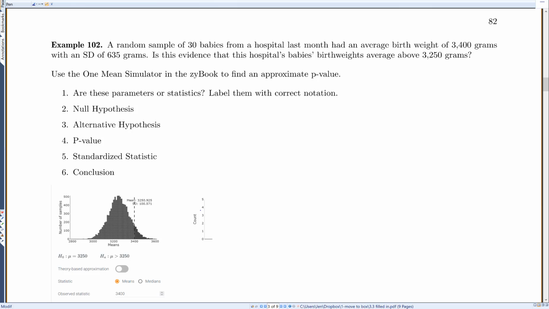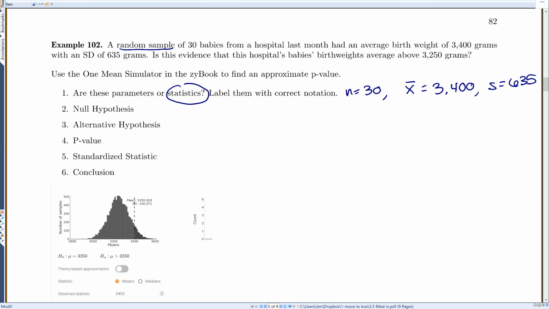But first, are these numbers parameters or statistics? So now these are for our sample because it's telling us we have a random sample. So they are statistics. So now I would say things like my sample size is 30, n equals 30. I could say my sample mean equals 3,400, and s, my sample standard deviation, is 635.